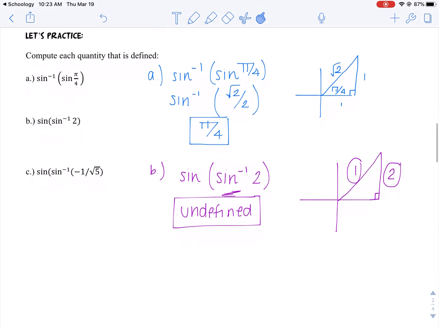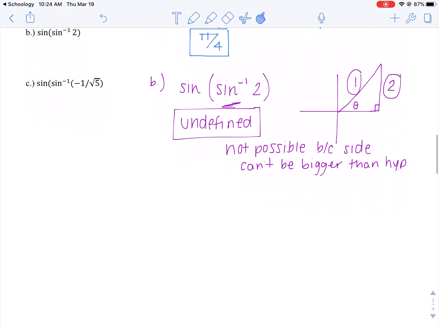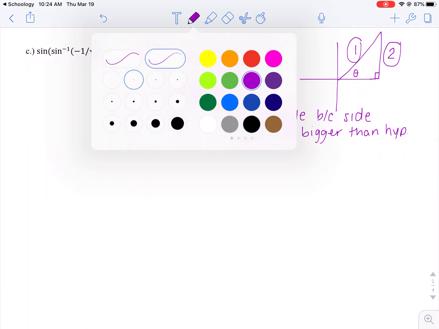Okay, and I'm going to write a little note. Not possible, because a side can't be bigger than your hypotenuse. Okay, so that's always something you have to consider, and you wouldn't even be able to find an angle here, so you cannot keep going. It kind of makes you stuck in your tracks. You don't know what to do. Okay, last one.